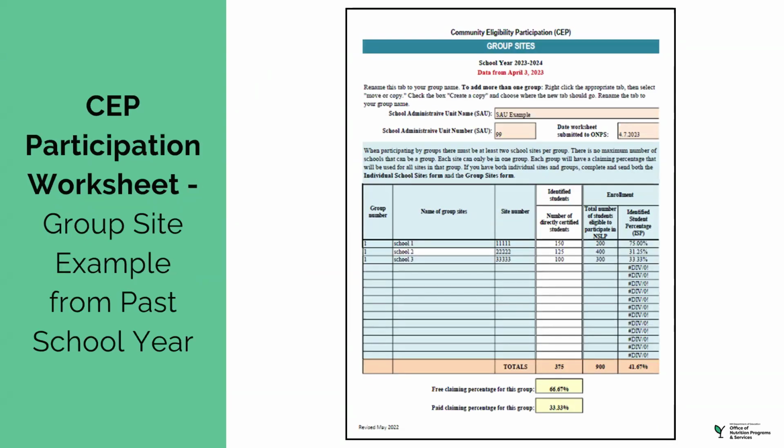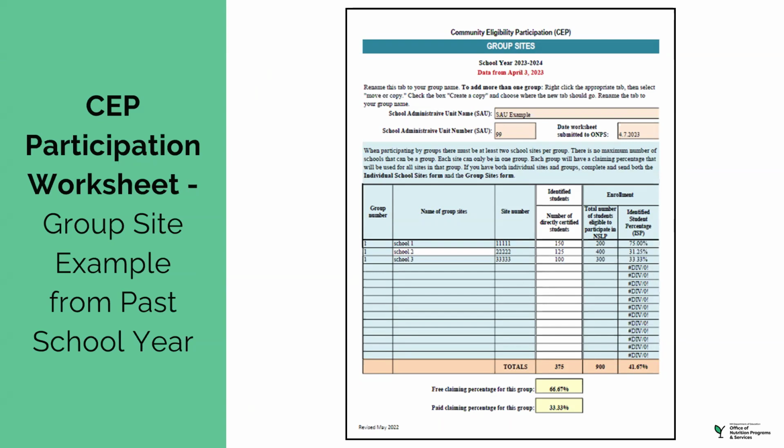So here's the CEP participation worksheet. There is a different tab in the Excel document for each type of CEP participation, whether you're participating in CEP by a school site, a group, or by the district. And here is an example from school year 23-24 of the participation worksheet, and it's showing a grouping of 3 schools.